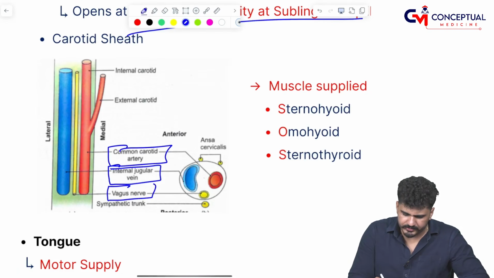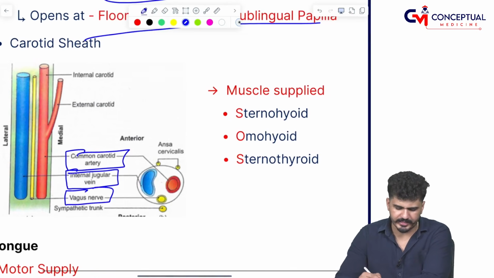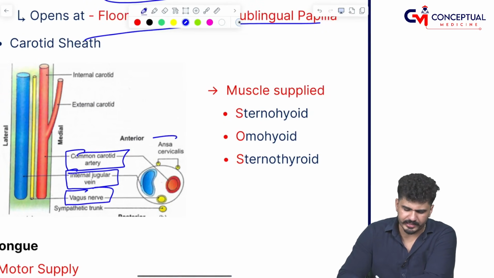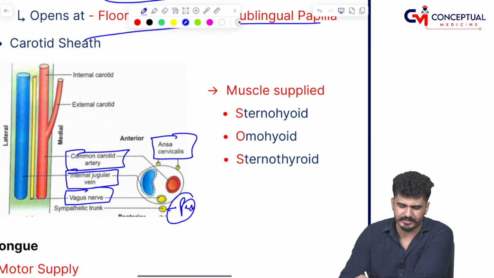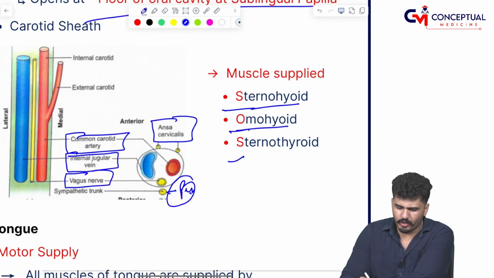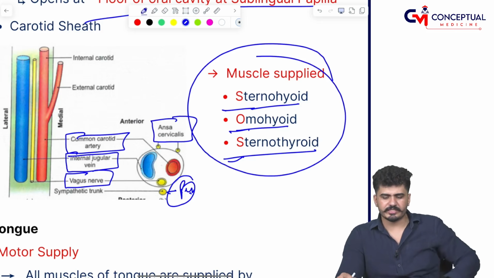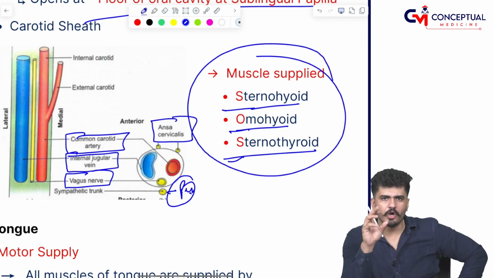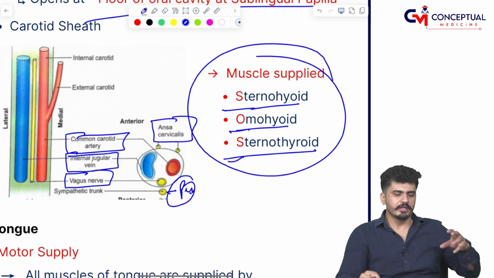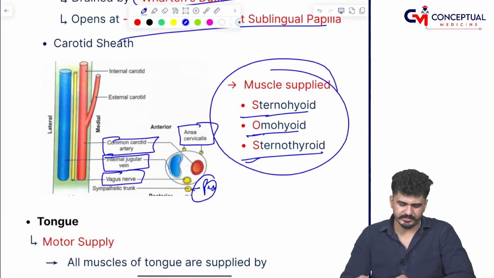Which nerve? Vagus nerve. So here you will see the cut section where, in the anterior part, the ansa cervicalis is present, and in the posterior part the sympathetic trunk is present. Now ansa cervicalis is supplying the sternohyoid, omohyoid and sternothyroid. Sternohyoid, omohyoid, sternothyroid. This is an exam question, asked in the exam previously.